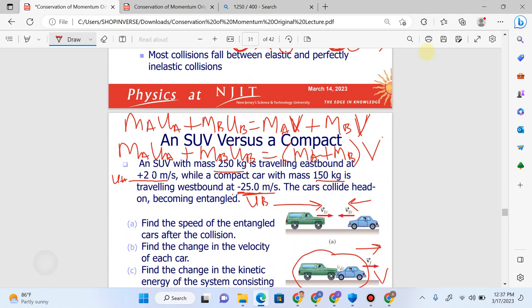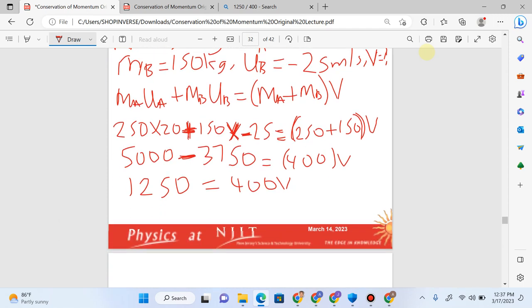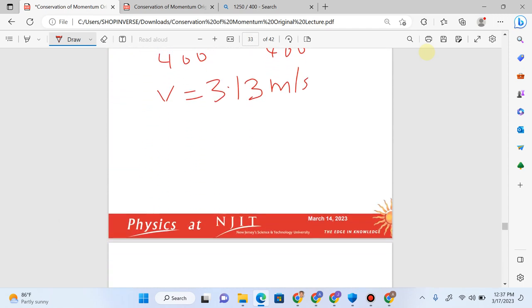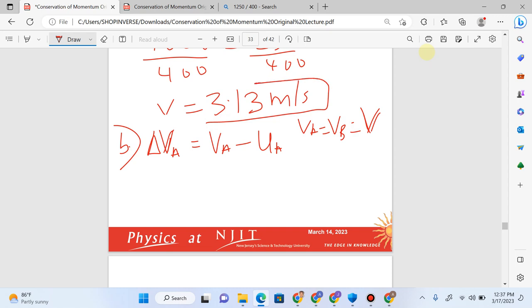The second question says, find the change in the velocity of each car. How do you calculate the change in velocity of each car? We start with the change in velocity of A. Which formula do we use for change in velocity? That will be final velocity minus initial velocity of A. Do not forget that the final velocity of A is equal to the final velocity of B, and we represented it with V, okay, because they are all equal, which we got as 3.13 meters per second.